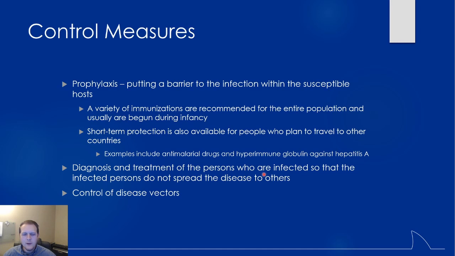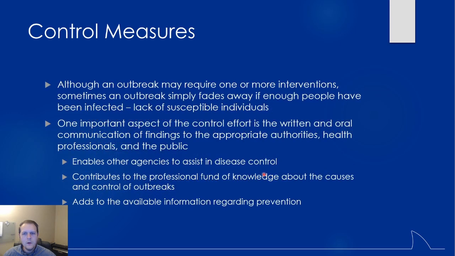And then looking at the diagnosis and treatment of people who are infected so that infected individuals do not spread that to others, right? So making sure we're treating them so they're not going to be infectious to others. And then also things like controlling disease vectors, things like controlling mosquitoes, can all be really important. So although an outbreak may require one or more interventions, you may find that the outbreak just fades away on its own, right? If enough people have been infected, then that pool of susceptible individuals goes down on its own.